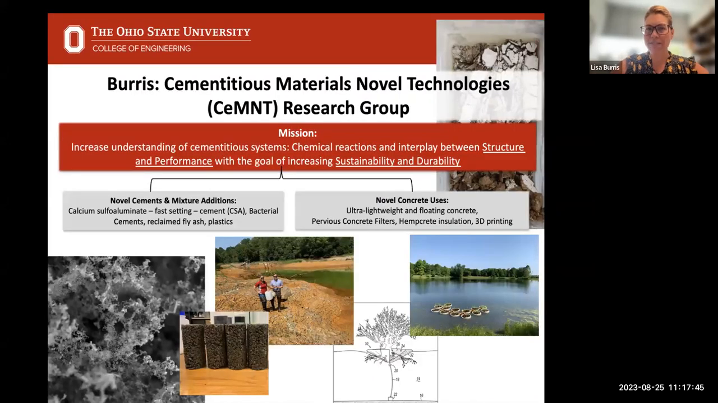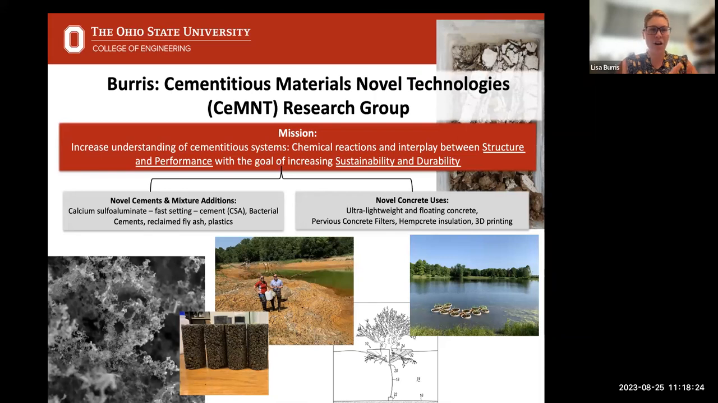My research group here, I've named it the Cement Research Group, the Cementitious Materials Novel Technologies Research Group. And our overall mission is to really understand the chemical reactions and interactions with environment of our cementitious systems with the goal of increasing sustainability and durability. And we're doing that through novel uses of cements and concrete. So I look a lot at alternative cements, alternative SCMs, which Prannoy and I have been working on together a little bit. We've created and tested bacterial concrete. We've tested plastics in concrete, and now we're looking at hempcrete as well.